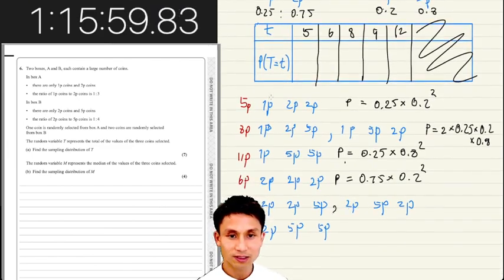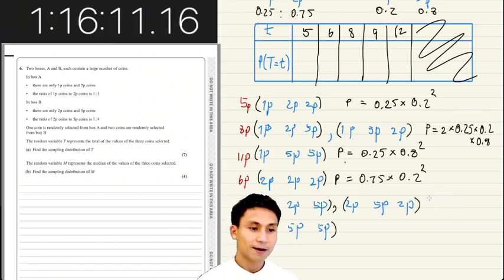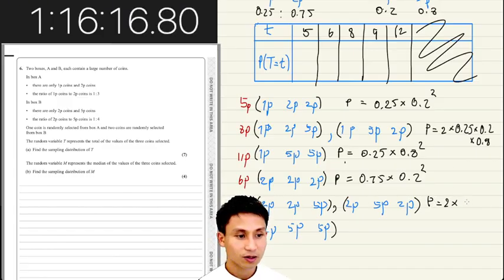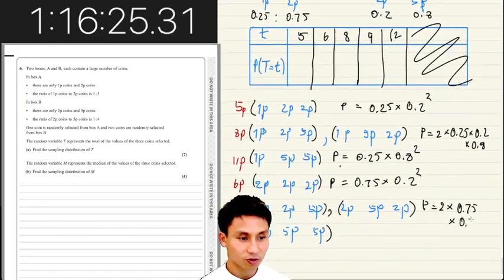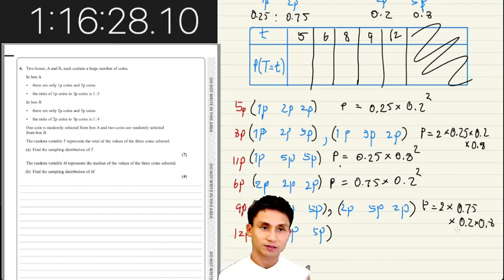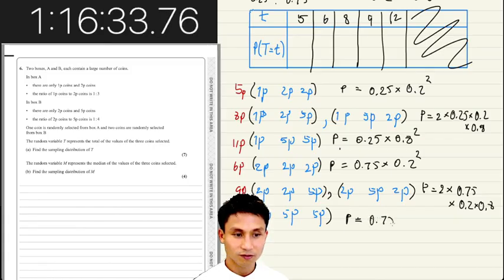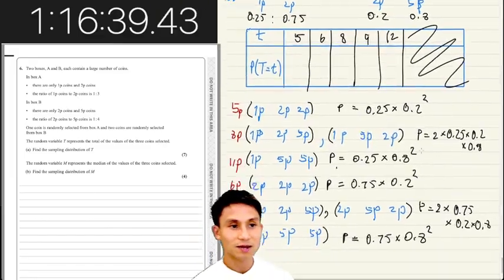This one we have 2 cases. Let me do brackets here so that the examiner who marks the paper will not be confused, which is me, of course. So P here equals 2 times, again, 2 pence now is 0.75 times 0.2 and 0.8, yeah, because that is only from box B, and the last case is 0.75 from box A and 0.8 squared, because that's 5 pence 2 times.